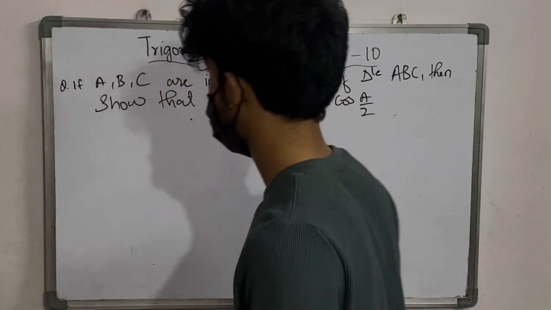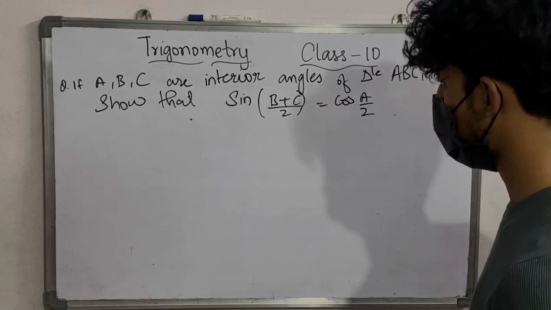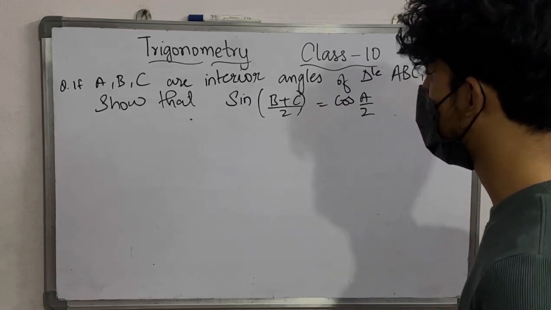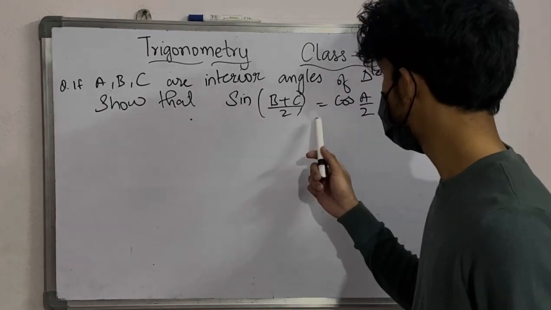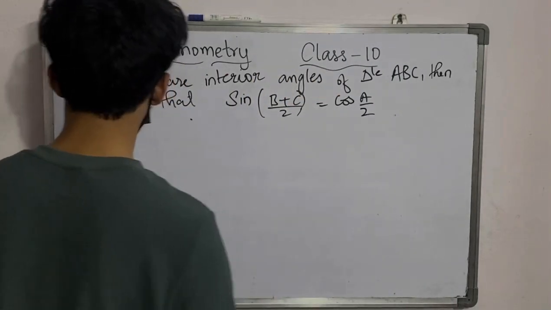In this video we are going to solve: if A, B, C are interior angles of a triangle ABC, then show that sine of (B plus C) by 2 is equal to cos A by 2. So we need to prove this. So firstly we will start with the solution.